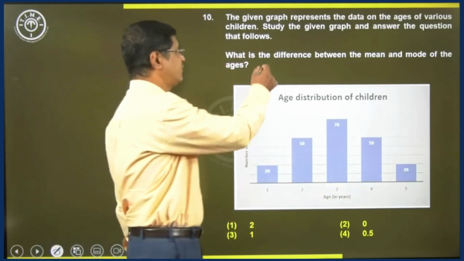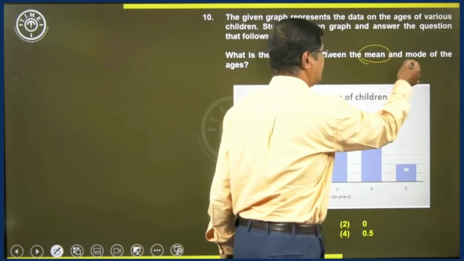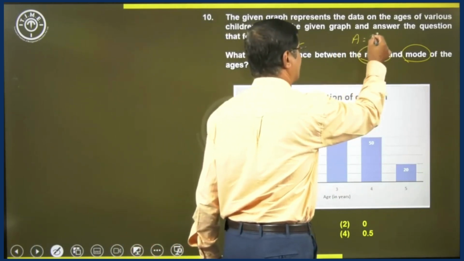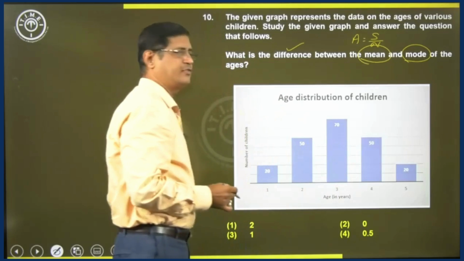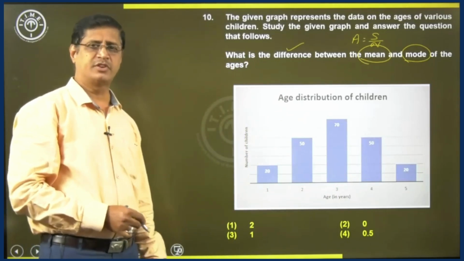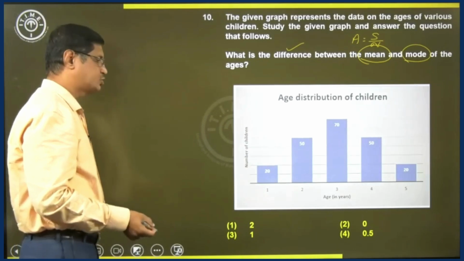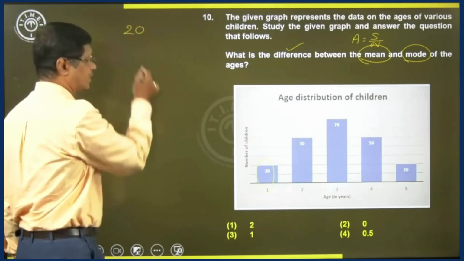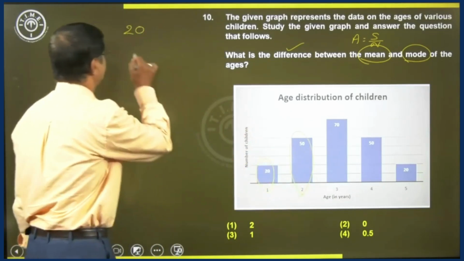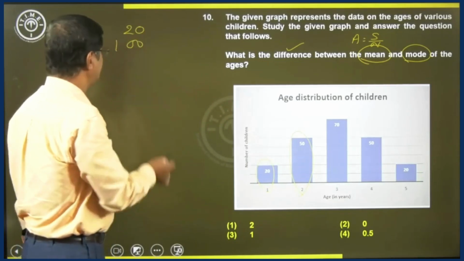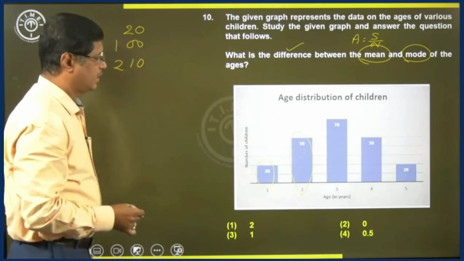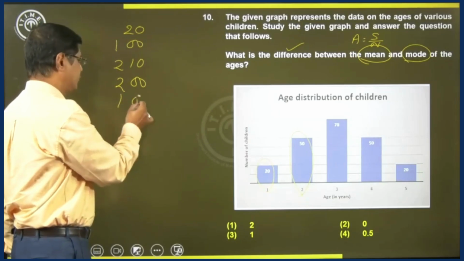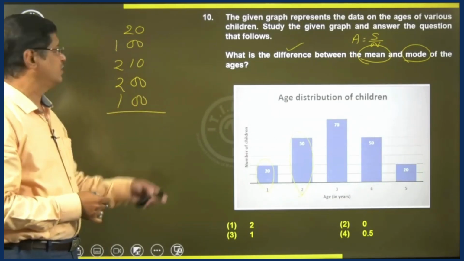What we need to find? Difference to be found. Between what? Mean and the mode. What do you mean by mean? Mean means average. Average means sum of the observations by number of observations. How many students are of 1 year old? 1 into 20. That is 20. 2 into 50. It's 100. 3 into 70. 210. And 4 into 50. It's 200. And 5 into 20. The value is 100.